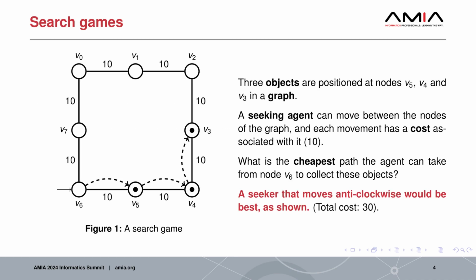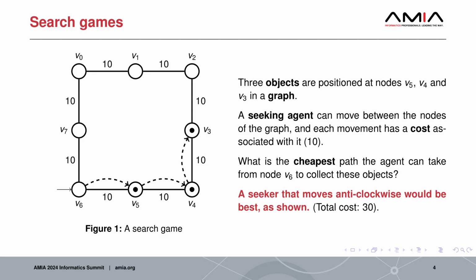I want to start by introducing the notion of a search game. Here we see a simple example of a search game. Within this game, there are 3 objects positioned in a search space, in this case, a graph. In this specific example, we have objects positioned at nodes v5, v4, and v3. In this space, we imagine there exists what we call a seeking agent, an entity that can move between the nodes in the graph with the view to locating these objects.